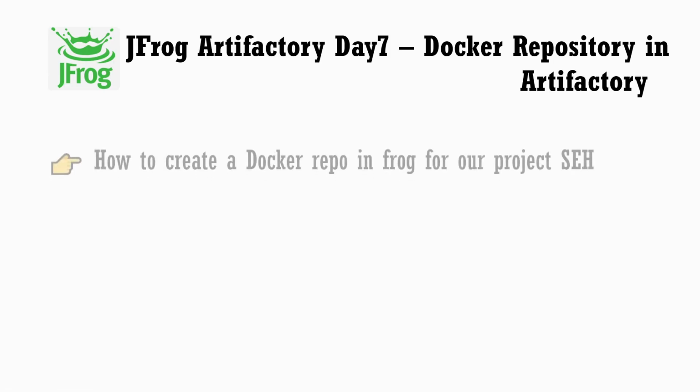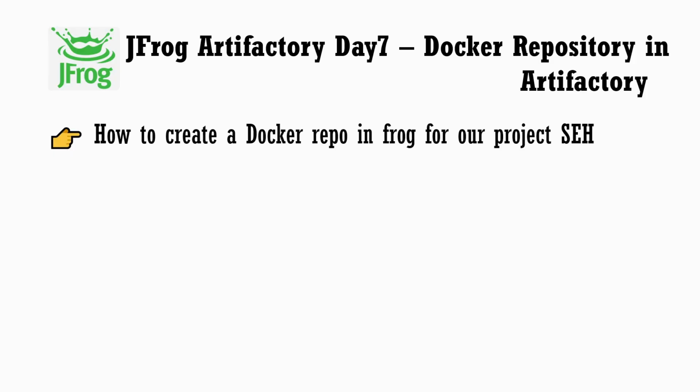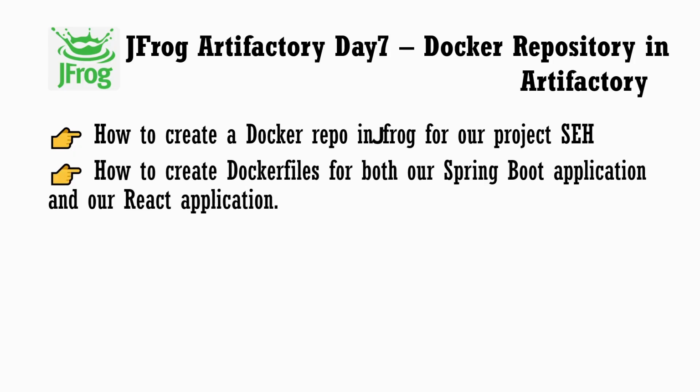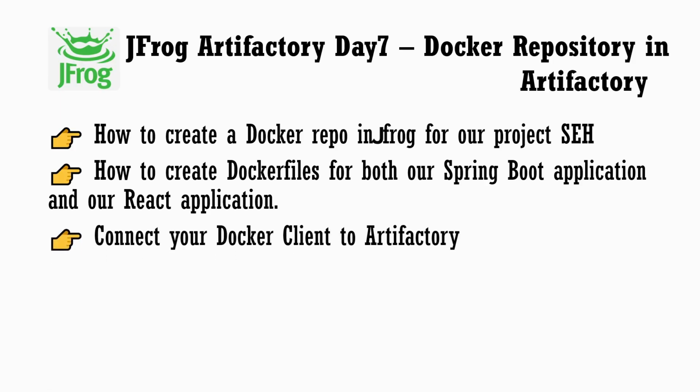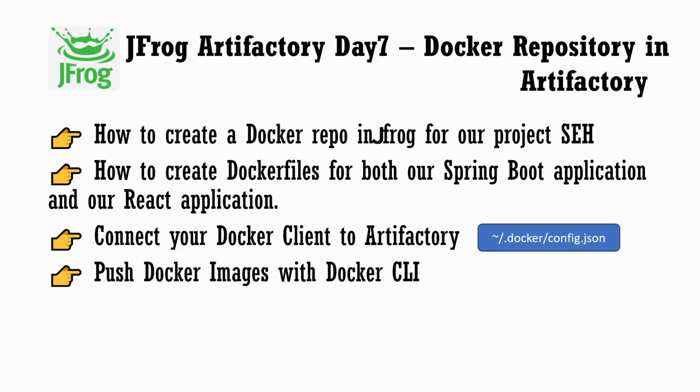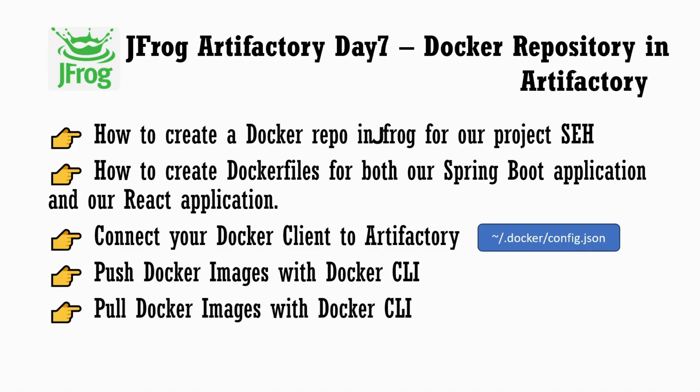Today we will see how to create a Docker repository in JFrog Artifactory for our SEH project. We will also learn how to create Dockerfiles for both our Spring Boot application and our React application. Next, we will connect the Docker client to Artifactory. We will manually connect the Docker CLI by setting the Artifactory credentials inside the ~/.docker/config.json file. Then we will see how to push Docker images using the Docker CLI, and finally, how to pull Docker images using the Docker CLI.